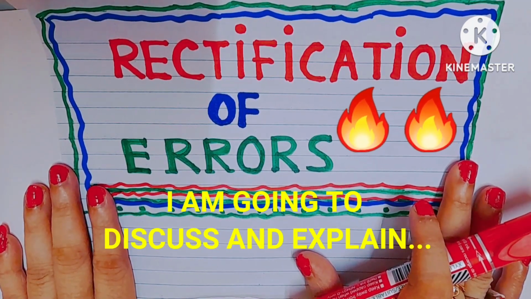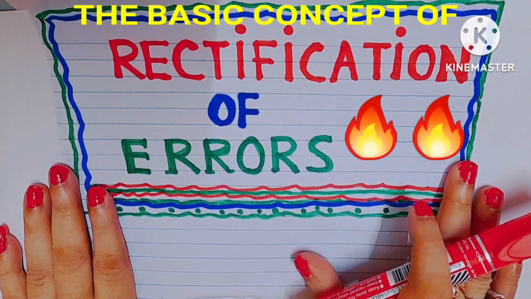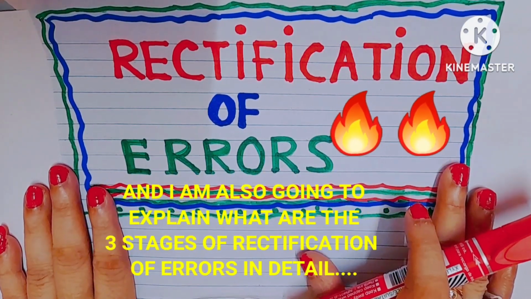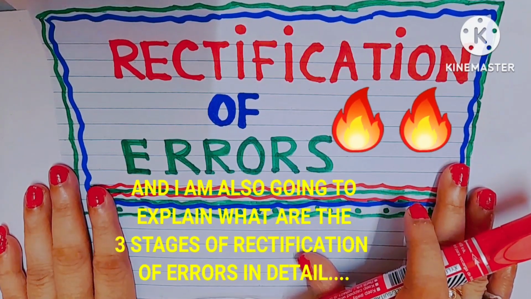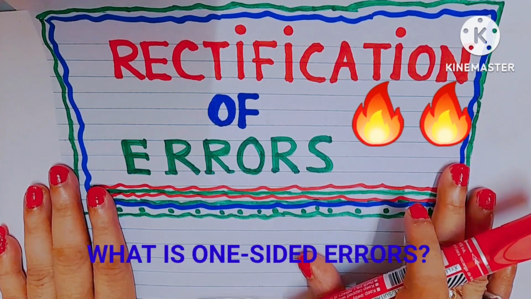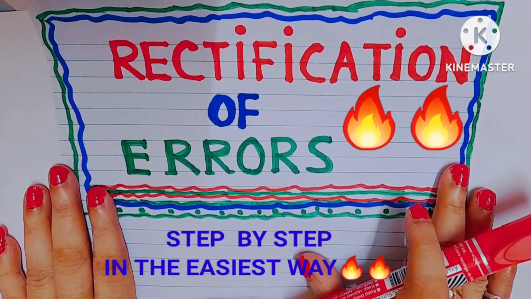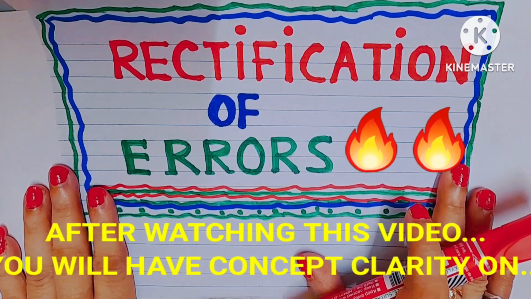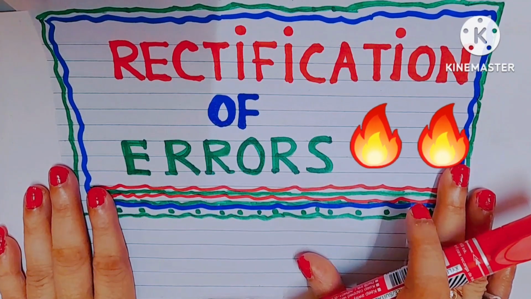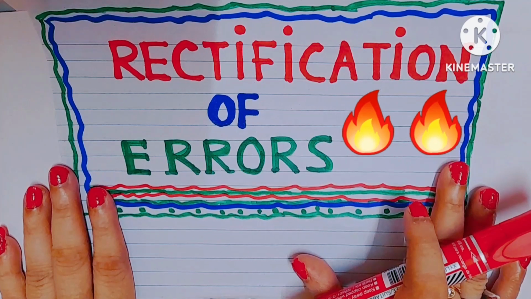In this video, I'm going to discuss and explain the basic concept of rectification of errors, and I'm also going to explain what are the 3 stages of rectification of errors and what are the 4 types of errors with examples, and what is one-sided errors and two-sided errors, step by step in the easiest way. And I'm sure after watching this video you'll have concept clarity on rectification of errors. So let's get started.